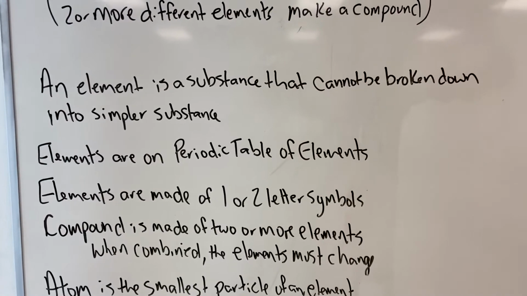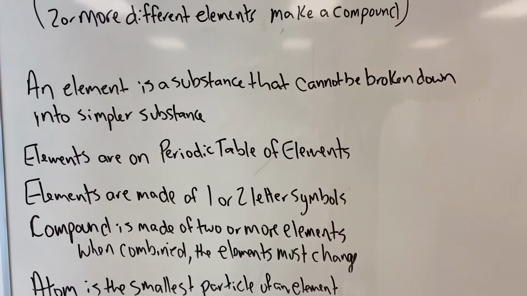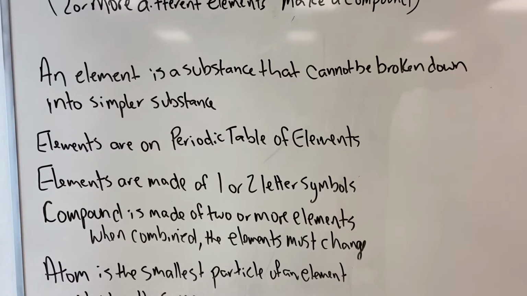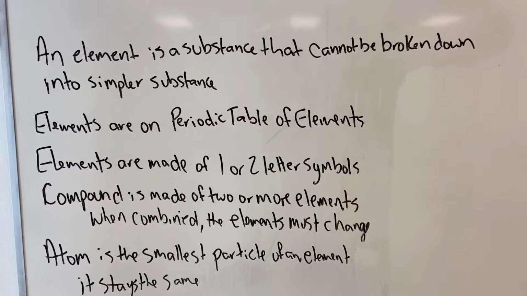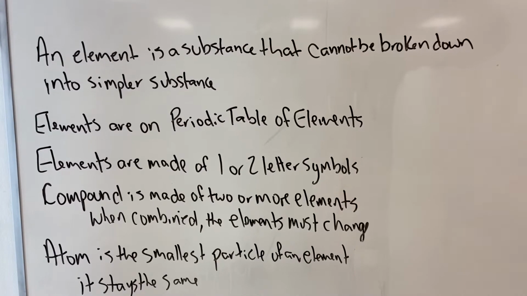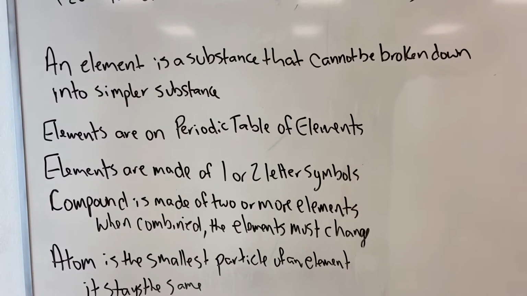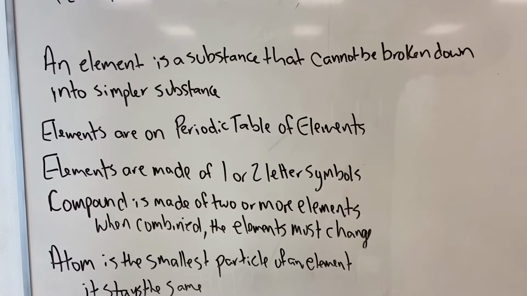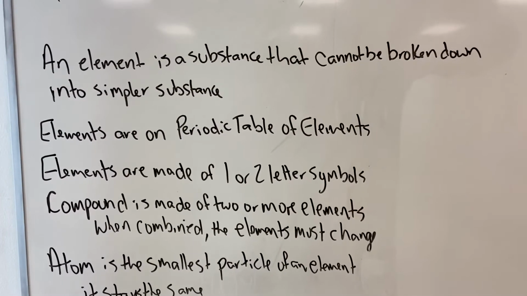An element is a substance that cannot be broken down into simpler substances. Okay, elements are found on the periodic table of elements. Elements are made of one or two letter symbols. Now, all of them have the first letter and they're always going to be capitalized. If the element has a second symbol, it will be lowercase. Bear with me, I'm gonna go show you the periodic table of elements.